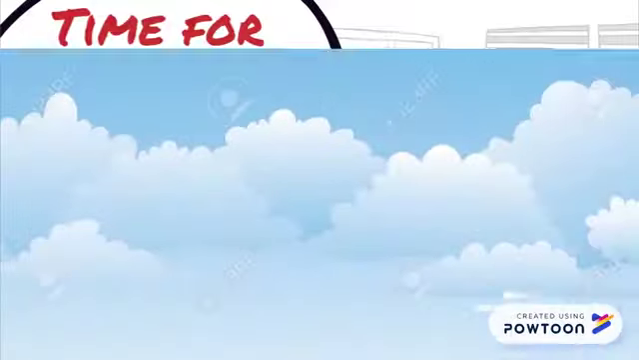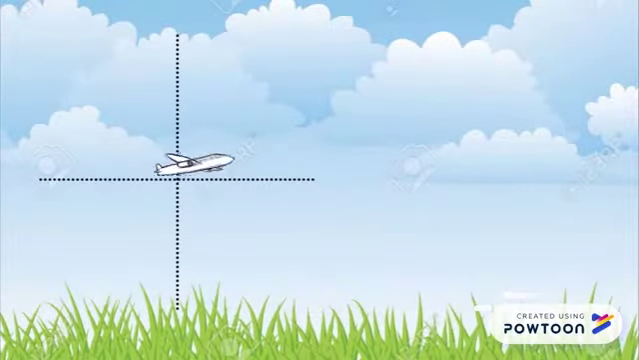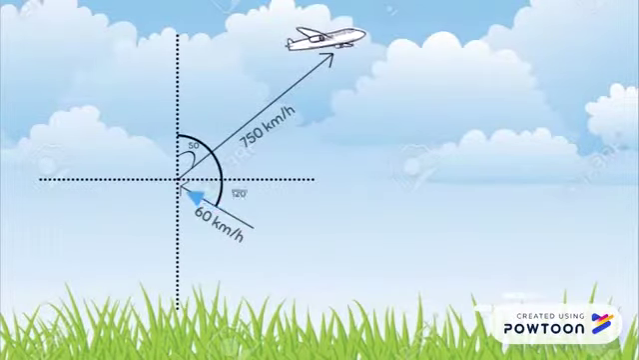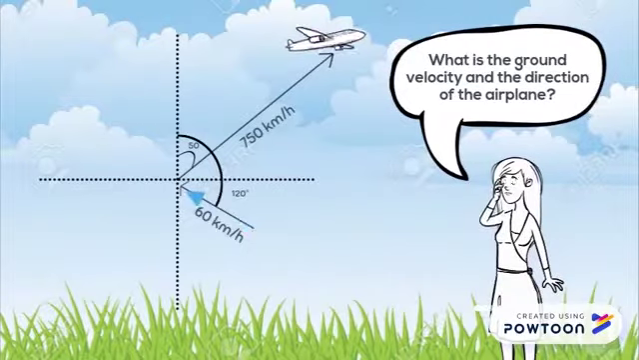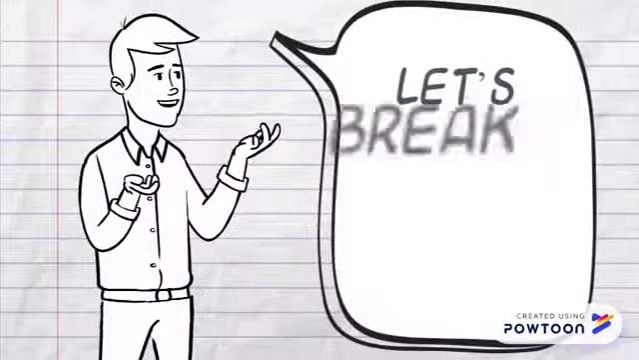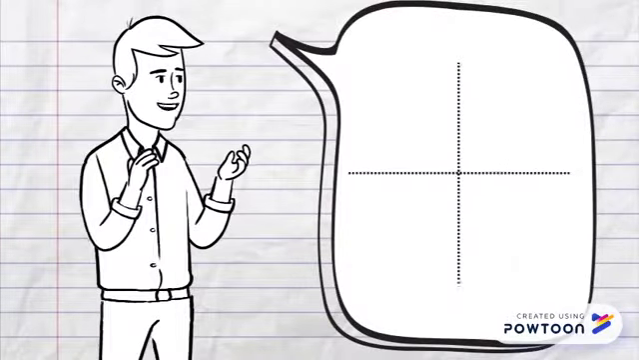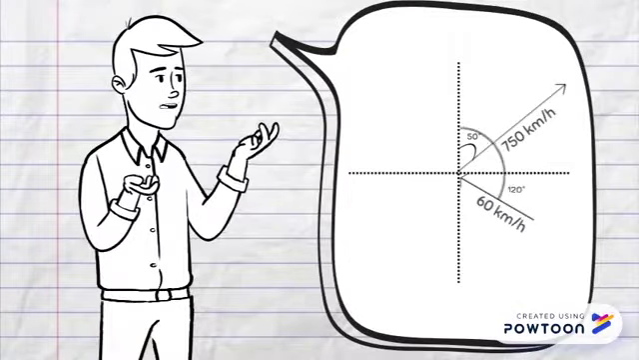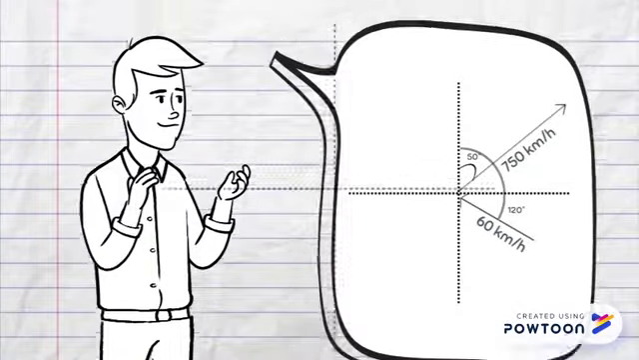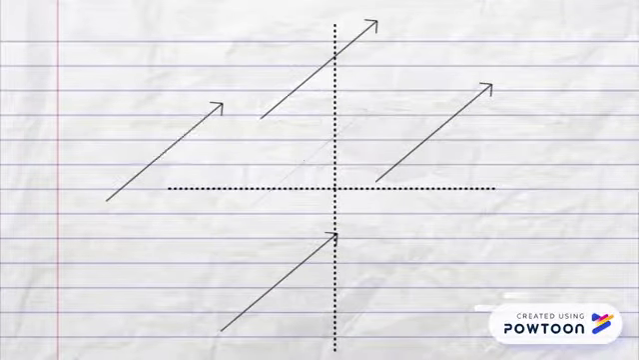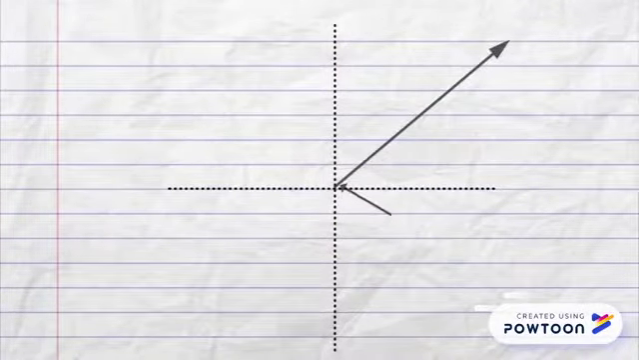Here's an example. An airplane is flying at 750 kilometers per hour on the heading of 50 degrees, and the wind is blowing at 60 kilometers per hour at a bearing of 120 degrees. What is the ground velocity and the direction of the airplane? Let's break it down part by part. First, we know the speed and direction of the airplane. We also know the speed and direction of the wind. And we know vectors have no locations. We can form a head-to-tail triangle with this.